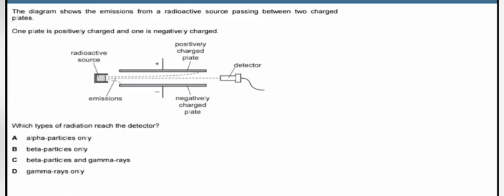So the next one is saying the diagram shows the emissions from a radioactive source passing between two charged plates. One plate is positively charged and one is negatively charged. What types of radiation reach the detector? So the detector is here. As you can see, we have the radiation being deflected to the positive charge, and also the radioactive emission being deflected to the negative charge.